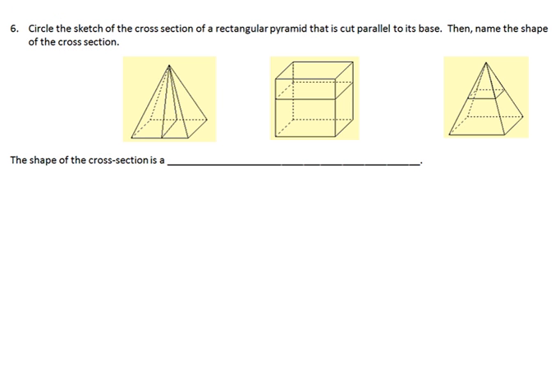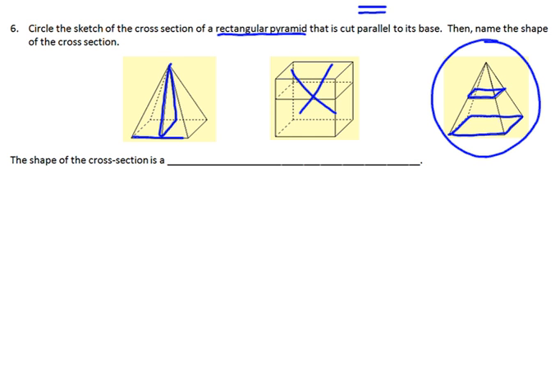Okay, moving on, number 6, circle the sketch of the cross-section of a rectangular pyramid that is cut parallel to its base. So because I'm looking for a rectangular pyramid, I can automatically eliminate the rectangular prism. Parallel means that the two lines do not intersect. So when I look at these cross sections compared to the base, I want the one that does not intersect. And so when I trace it, I can see that that's going to be this one right here.